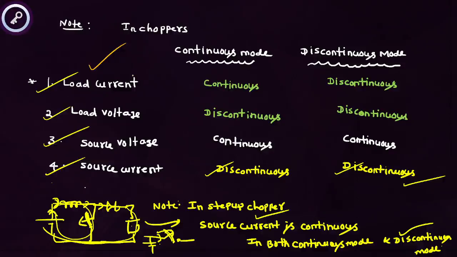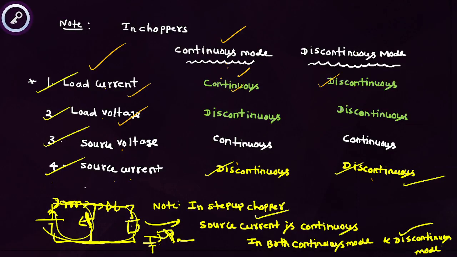And these observations you also have to remember. In continuous mode, which is continuous, and which is discontinuous? Load current, load voltage, source current. In continuous mode, among all these parameters, which is continuous and which is discontinuous? In discontinuous mode, which is discontinuous and which is continuous? That you have to remember.